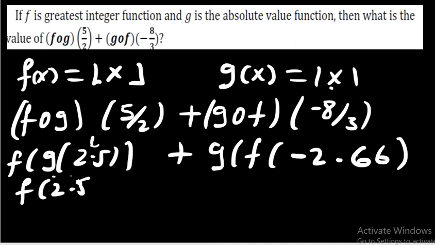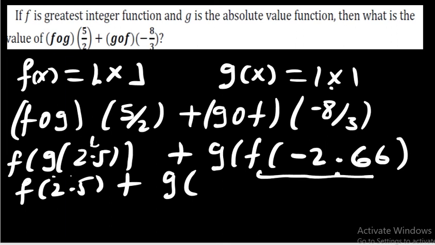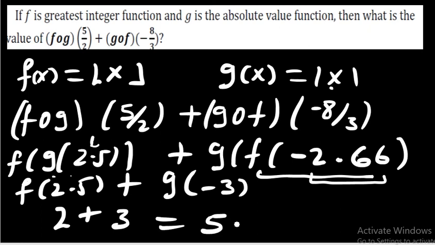F of 2.5 remains, plus g of f of negative 2.66, which means we need to think of the floor of this number, or a number which is on the left hand side of this decimal, that is negative 3. Then the floor of 2.5 will be 2 plus the absolute value of negative 3, because g is taking the absolute value, so it will be just 3. So the sum of this number will be 5.